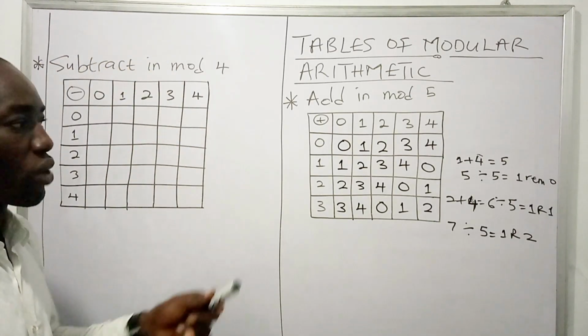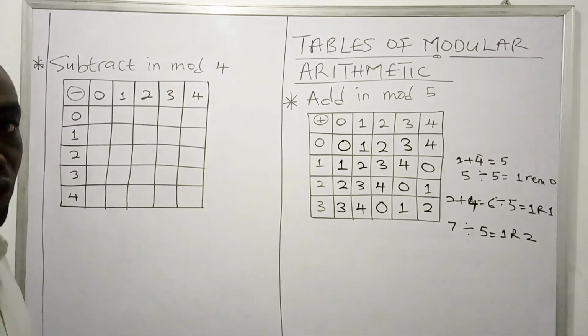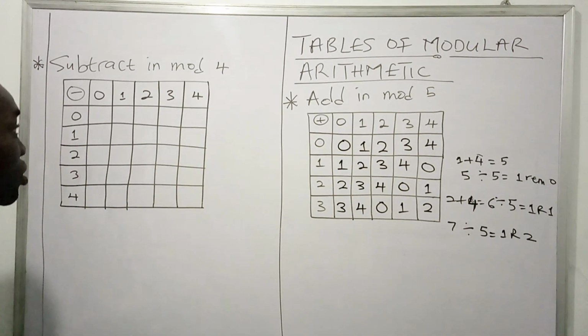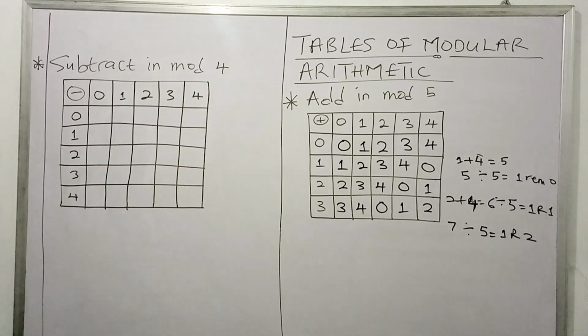So this is how we carry out addition in the required mode given to us. Now let's see that of subtraction. Here we also carry out this subtraction in mode 4. We'll repeat the same thing again.